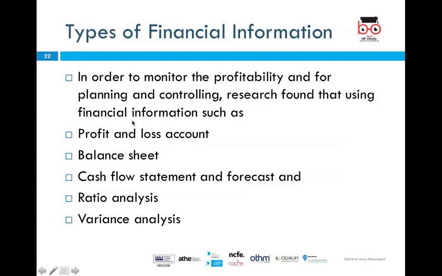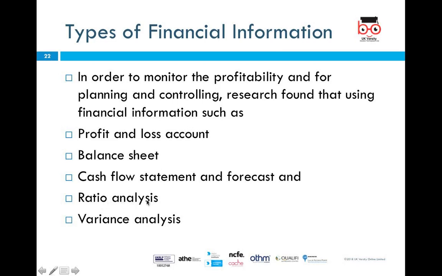And in order to monitor profitability and for planning and controlling, research found the use of financial statements information: the profit and loss account, that's the income statement, number one; the balance sheet, the statement of financial position; and the cash flow statement, that's cash in and cash out. We will measure different kinds of ratios because that's covered in our learning objective 2, and you can see there is a presentation slide in your Moodle area, and the formulas are all there.